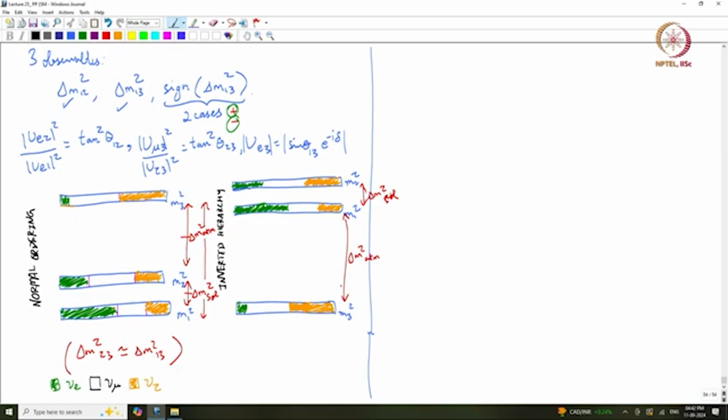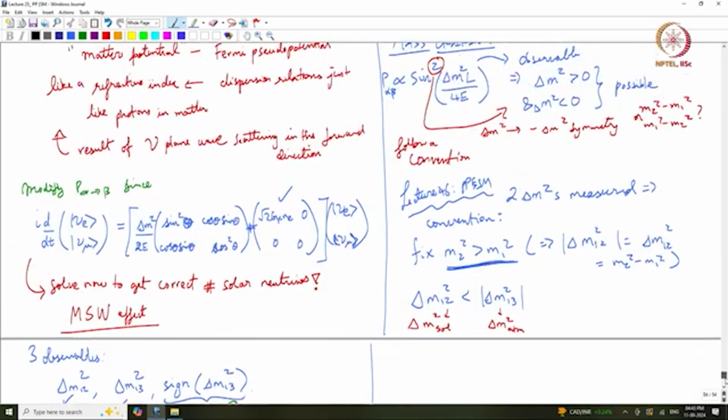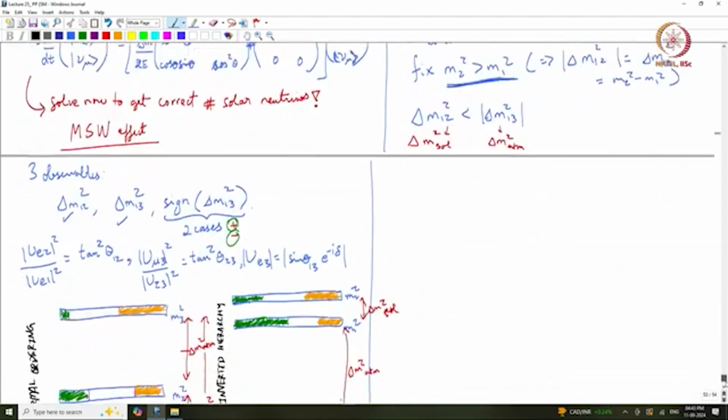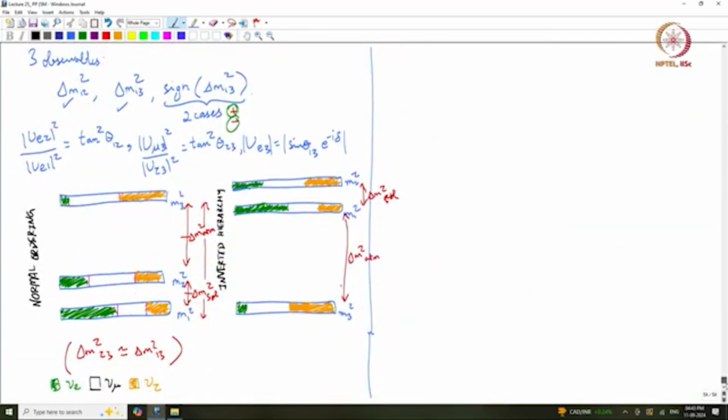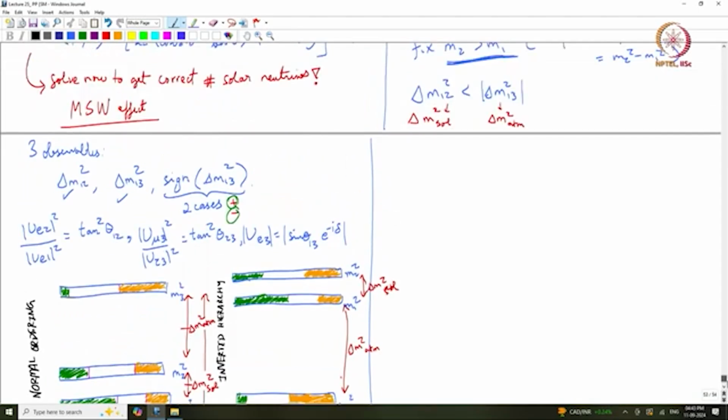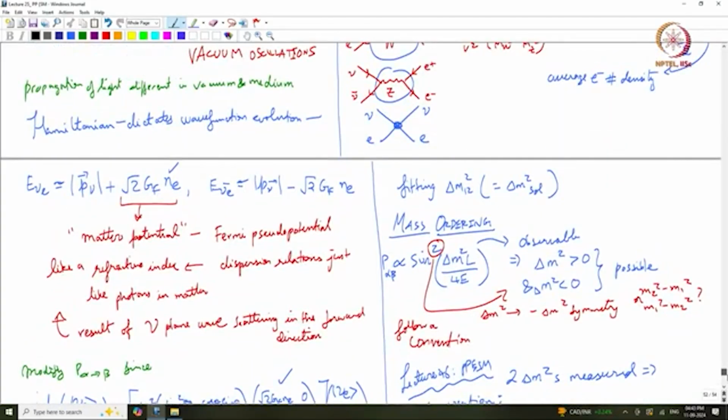Okay. Now, finally, where is 0 in all this? Could any of these masses be 0 here? Have we ever talked about 0 mass in this entire discussion? Not at all, right? All the measurements that we can make are in the differences in the squares of the masses. Okay, that's the only thing we can actually measure in all this, because that is the only quantity that gets into any observable that we can construct, namely probability of flavor conversions.